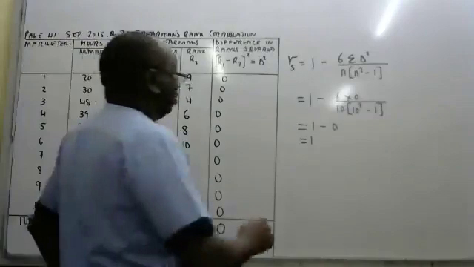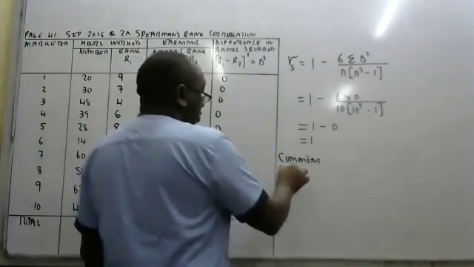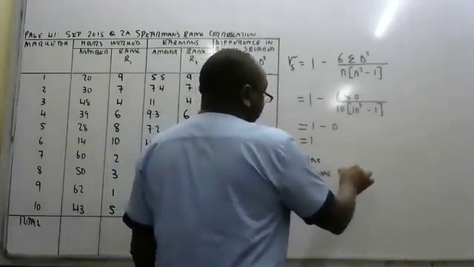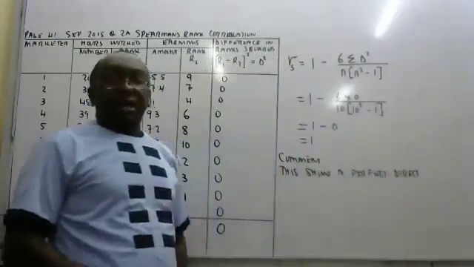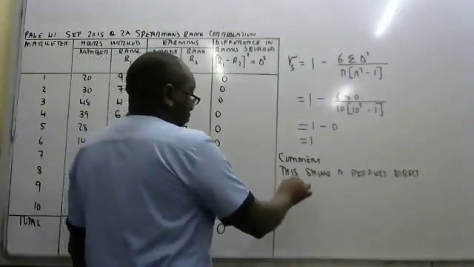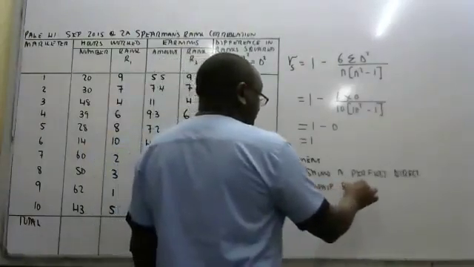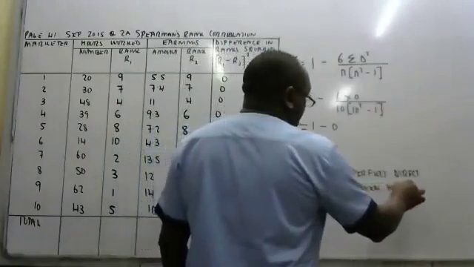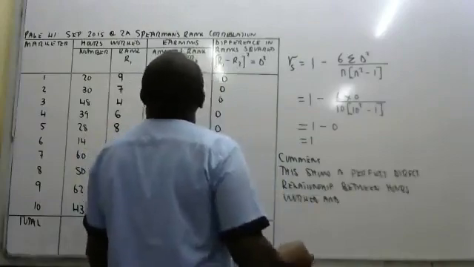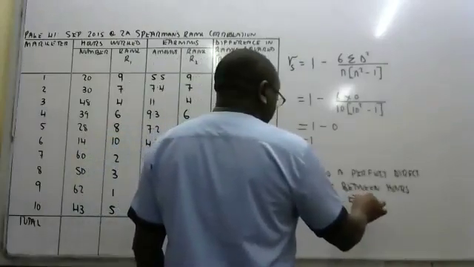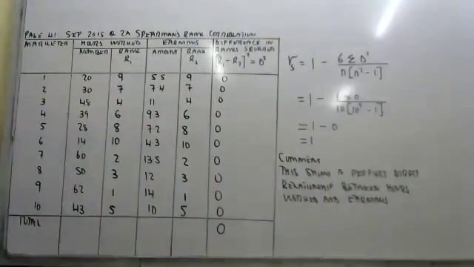We are told to comment on the results. So the comment is, this shows a perfect direct relationship between hours worked and earnings.